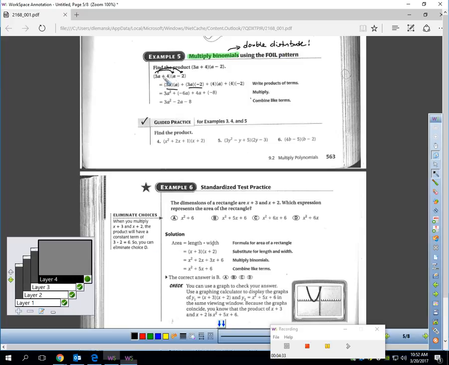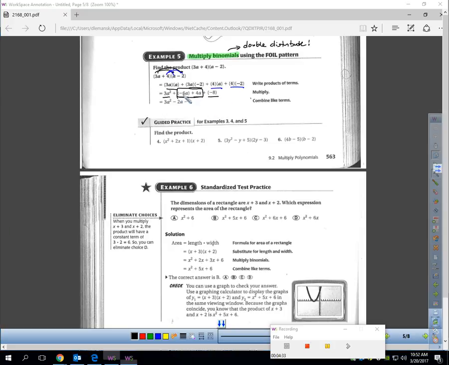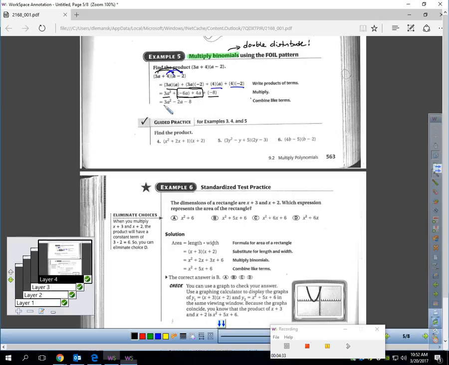I'm going to take 3a times a, which you see here, and 3a times negative 2, which you see here. And I got to take 4 times a, and 4 times negative 2. Well, 3a times a is 3a squared, and 3a times negative 2 is negative 6a, and 4 times a is 4a, and 4 times negative 2 is negative 8. And the only like terms I have are right there. Those combine to negative 2a, so I have 3a squared minus 2a minus 8.